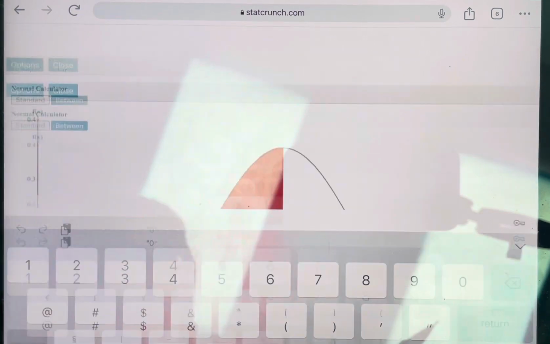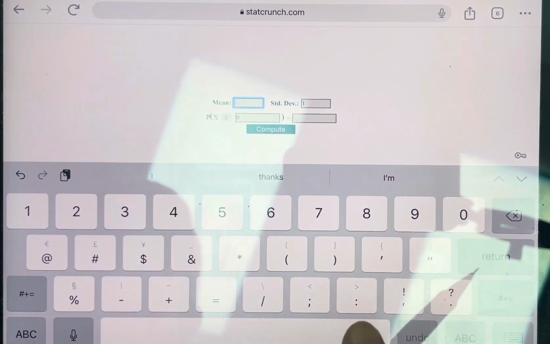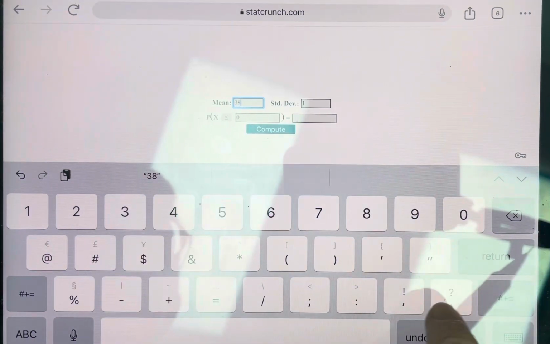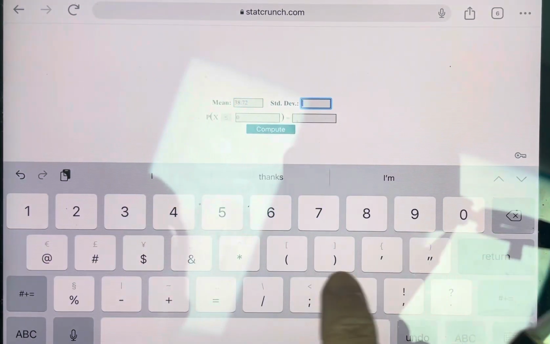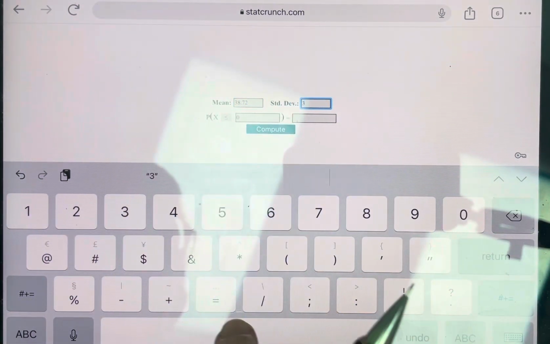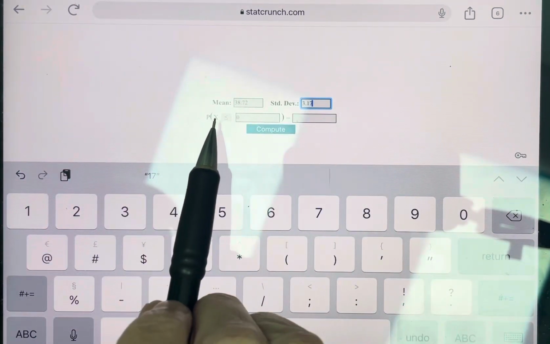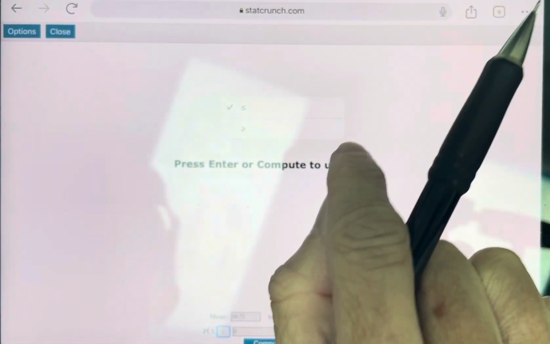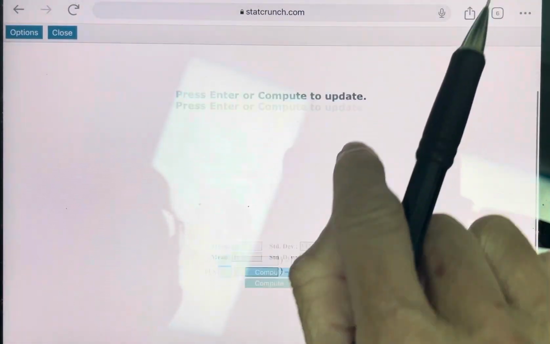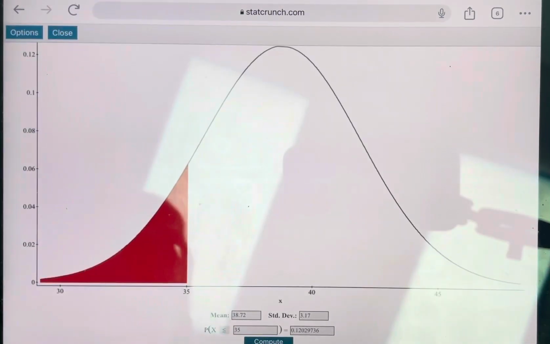So let's change that. We have a mean of 38.72, so we'll put in 38.72. We have a standard deviation of 3.17. And we want to know what is the area under the curve when our values are less than 35 inches. I don't think that gets just a pure less than, so we'll leave it there. We'll go down to here and put in 35 inches, and we'll do compute. And look at that. It's shaded just like what we drew.